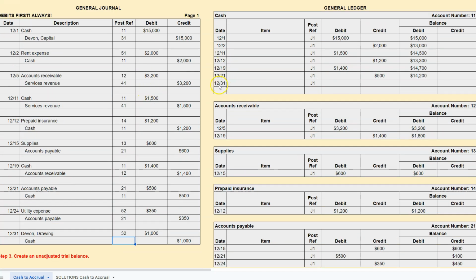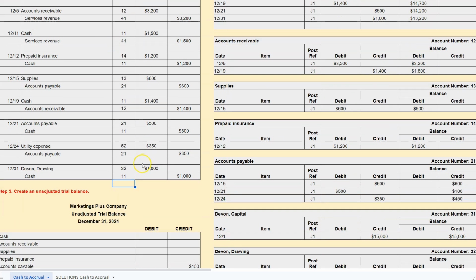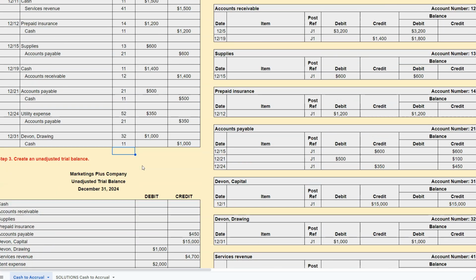So on the end of the month, first page of the journal, we credited cash for 1,000. So we had a $14,200 balance. This was a debit. We just credited, so we just took away from the balance. 13,200. Posted. Beautiful.